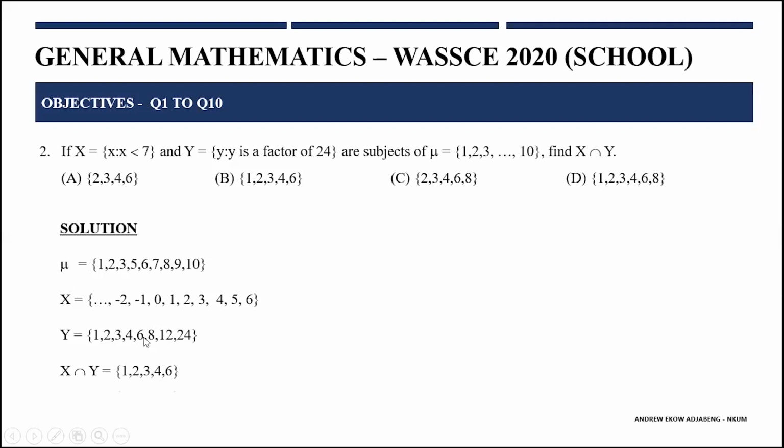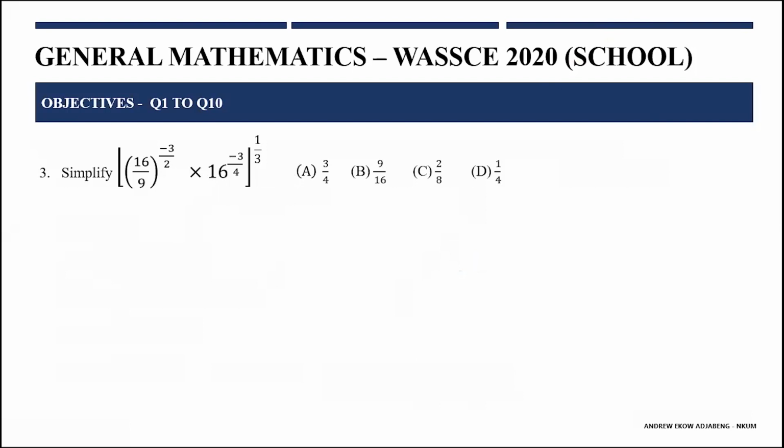So it means that we can make use of these values as our intersection. Therefore, X intersection Y equals {1, 2, 3, 4, 6}, which is the answer for B. Let's look at the next question.